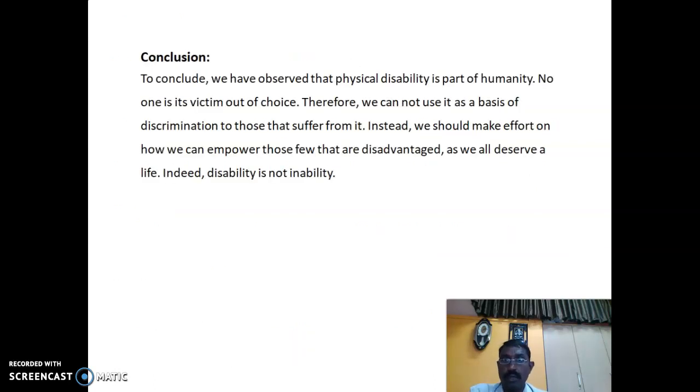To conclude, we have to observe that physical disability is part of humanity. No one is a victim of their own choice. Therefore, we cannot use it as a basis of discrimination against those that suffer from it. Instead, we should make effort on how we empower those who are disadvantaged as well as include them in life. Indeed, disability is not inability.